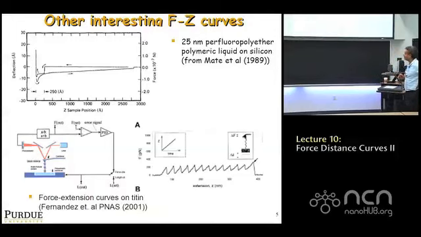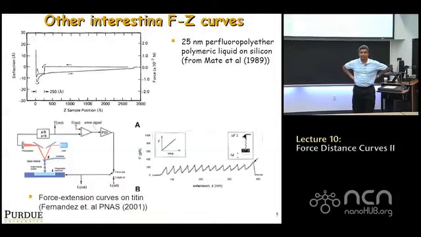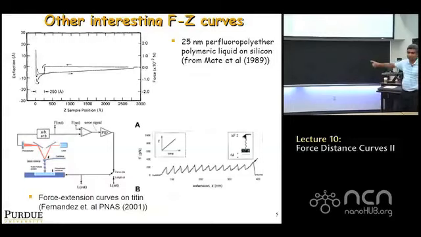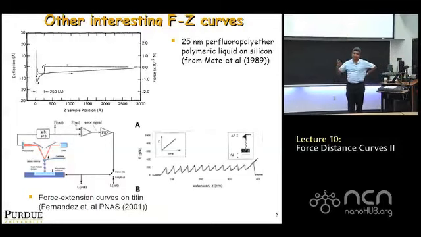And interestingly, this is extension. If you look at approaching the sample, you get nice hysteresis. It doesn't follow the same way. So these are all interesting things, and I think you're going to get a homework problem related to this particular force extension curve, okay? So these are all FZ curves, but in doing FZ curves, you have to, in your mind, start converting it to FD, because FD is where the physics is, okay?